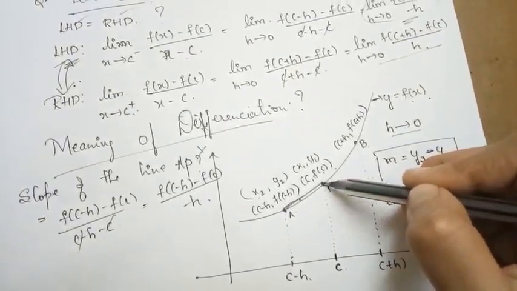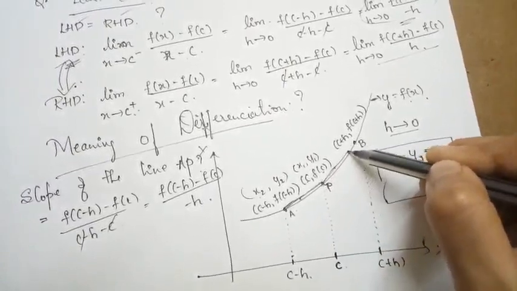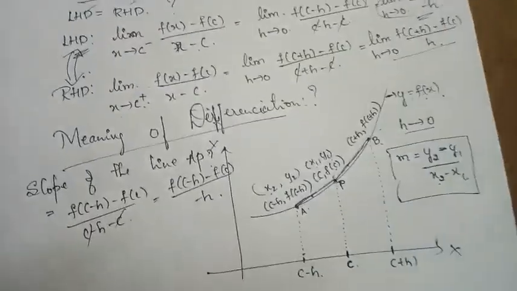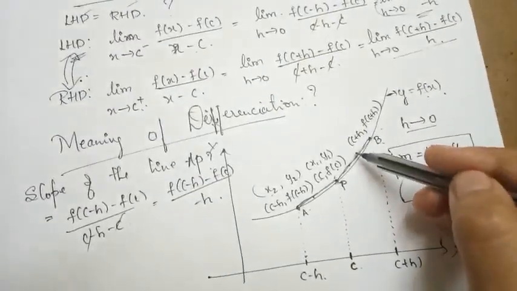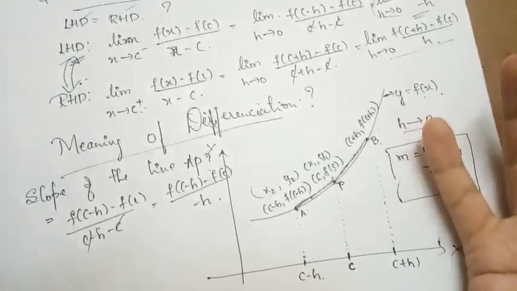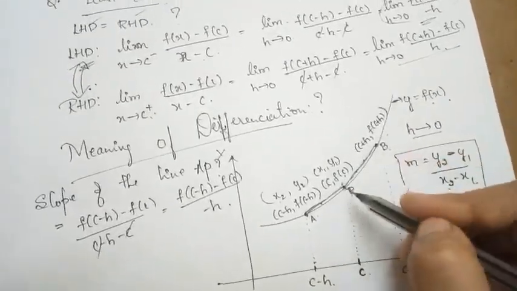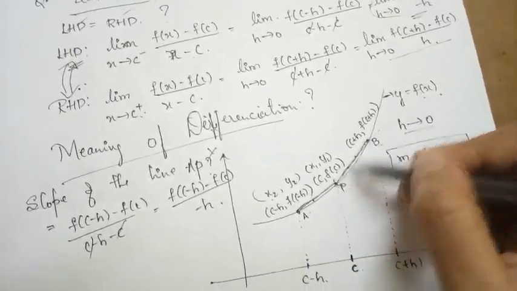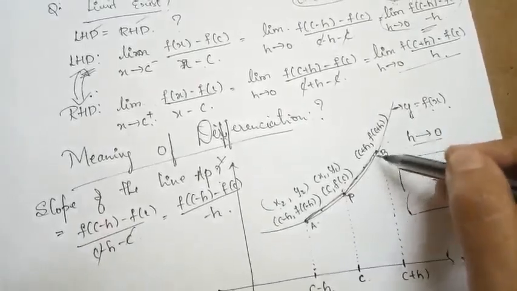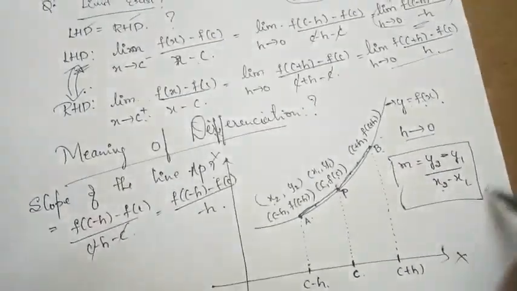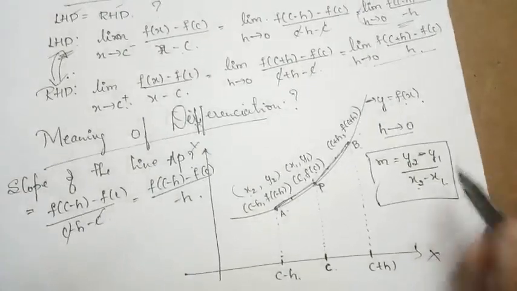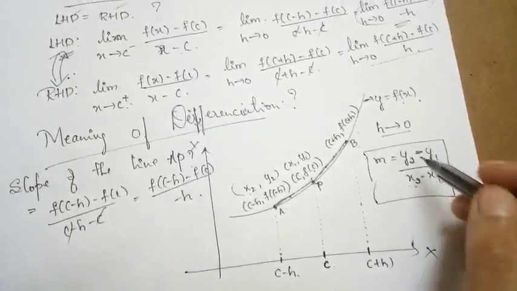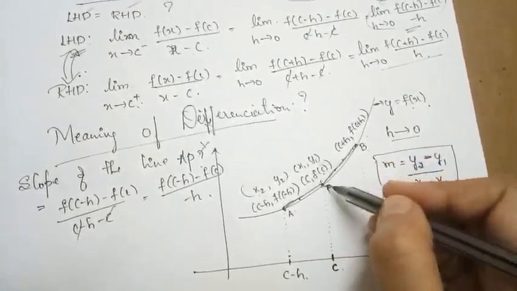Similarly, I can join the points P and B. By joining the points P and B, I get a straight line passing through P and B. If I need to find the slope of the line PB, we have the coordinates of the point P and the coordinates of the point B. Since we know these coordinates, we have the formula y2 minus y1 divided by x2 minus x1. Again, by using this formula we are finding the slope of the line PB.